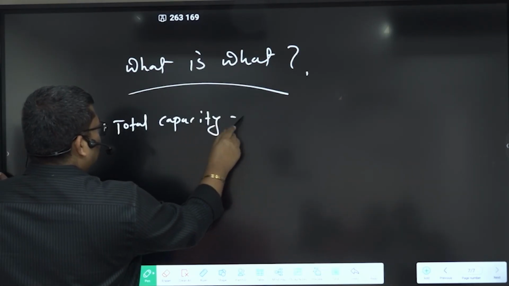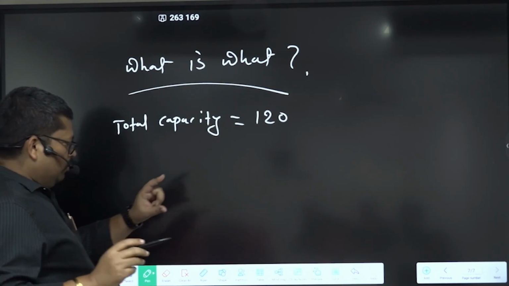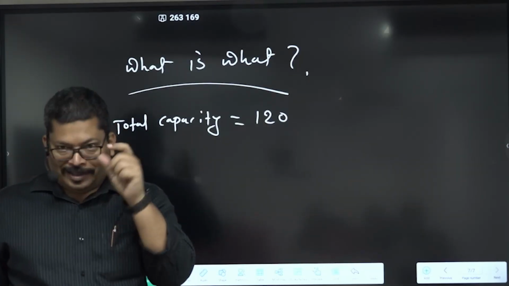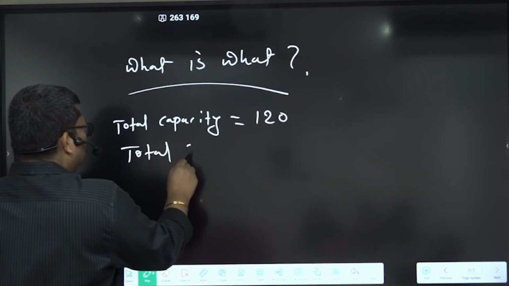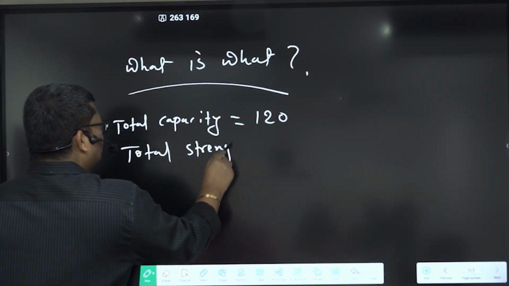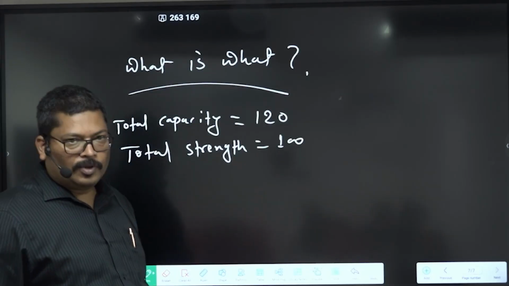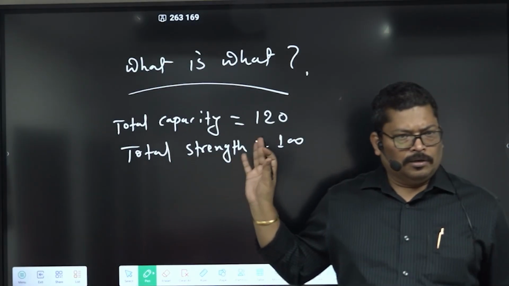So, total capacity is how many? 120. But total number of seats on which the admission has been invited, that is called total strength. Yes. So, 100 would be what? Total strength of that batch. Total strength is 100. All right. So, admissions have been done, no problem.